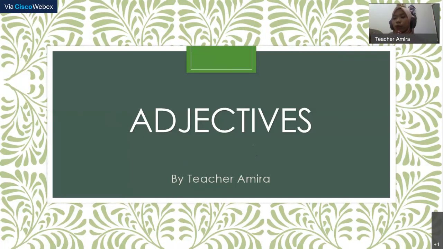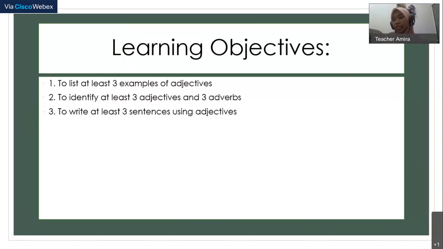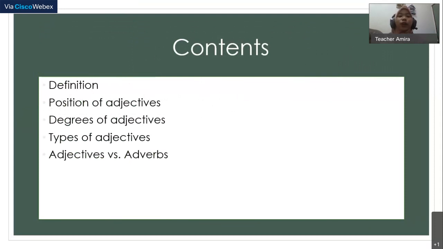So now we are going into a very serious mode. Everyone, let's take a look at adjectives. Before we start, these are the learning objectives that we will try to achieve for today's webinar. The first one is to list at least three examples of adjectives, and then to identify at least three adjectives and three adverbs, and also to write at least three sentences using adjectives. I think these learning objectives are achievable, right? Now let's take a look at the contents that we are going to learn today. The first one is the definition of adjectives, position of adjectives, degrees of adjectives, types of adjectives, and also adjectives versus adverbs.